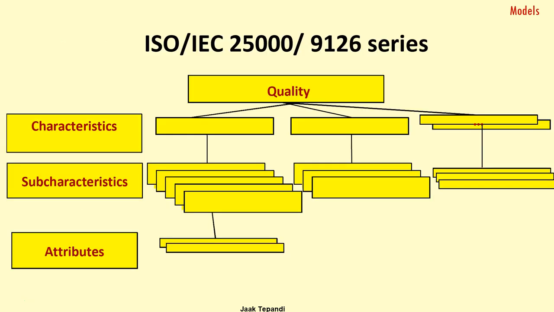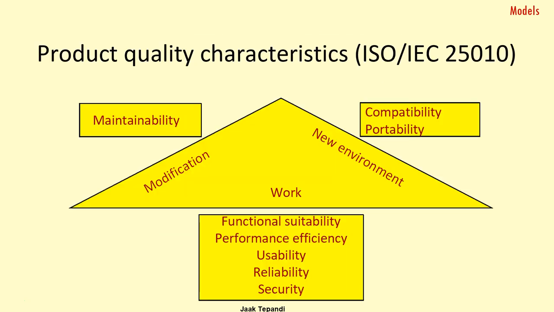So here is an example of a quality model from the ISO 25000 series. First we have quality characteristics. On the highest level, the characteristics have sub-characteristics, and we have attributes or metrics that refer to these sub-characteristics. For this standard, the main characteristics follow the following logic.